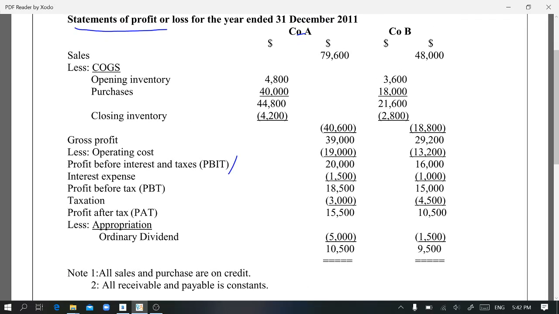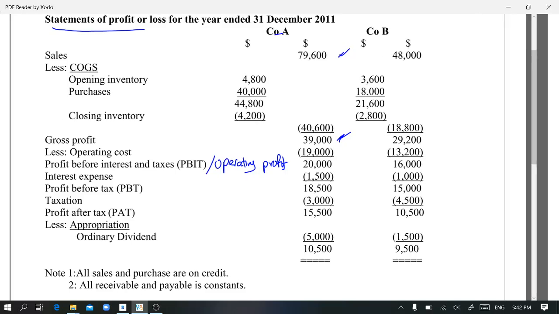PBIT is also known as operating profit. Okay, it's a profit from operation. So operating profit. So GP margin is gross profit over sales. So out of your total sales, how much is your gross profit? 39.36, 39.79.